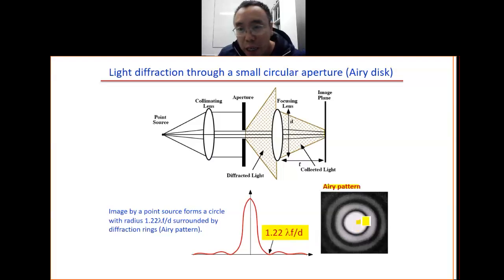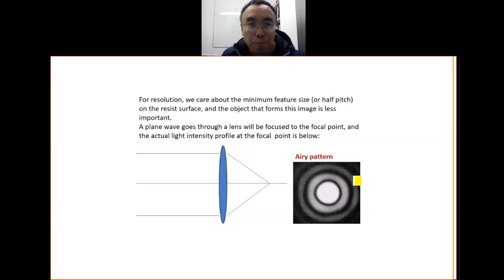Obviously, the smaller the radius of the Airy pattern, the higher resolution we can get on the image plane. That means to have higher resolution, we need a smaller wavelength, a bigger lens, and a smaller focal length. This is the Airy pattern, for the case of a plane wave going through a lens. Again, this says the same idea: the plane wave goes through the lens, and you get the Airy pattern at the focal point.